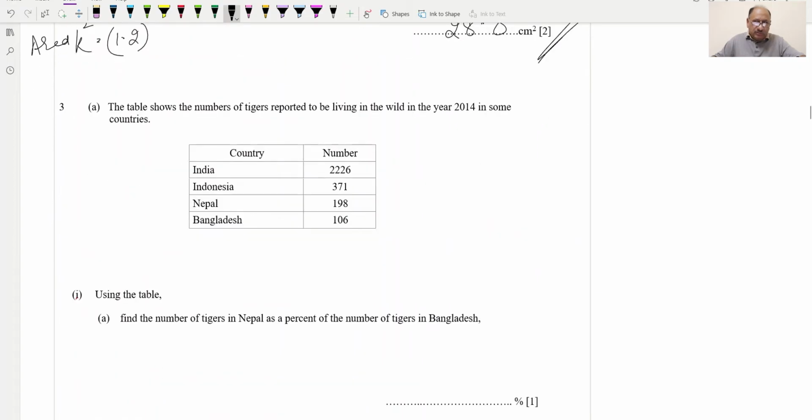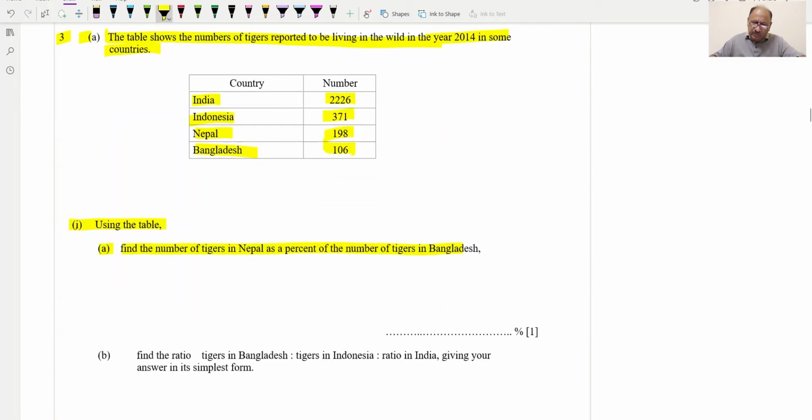Now question number 3, a part. The table shows the numbers of tigers reported to be living in the wild in the year 2014 in some countries, and these are the names of the countries, and this is the population of the tigers. Use the table. A part, find the number of tigers in Nepal as a percentage of number of tigers in Bangladesh.